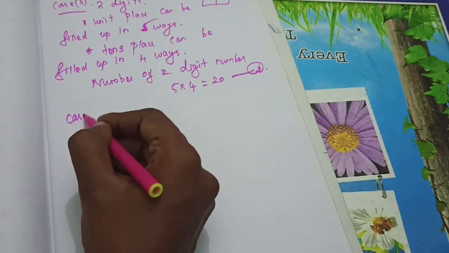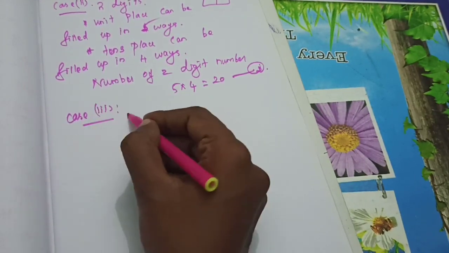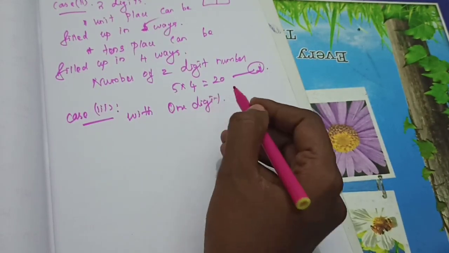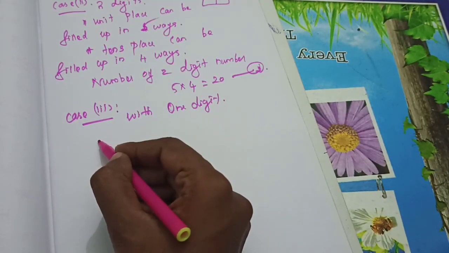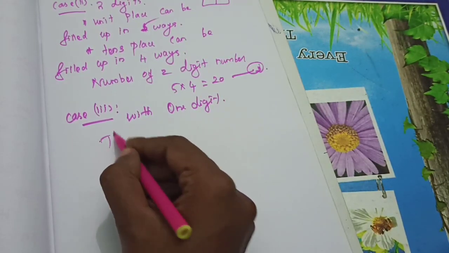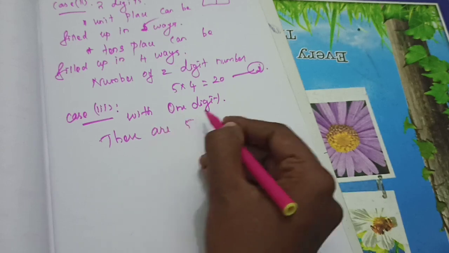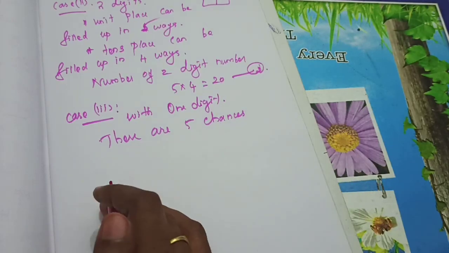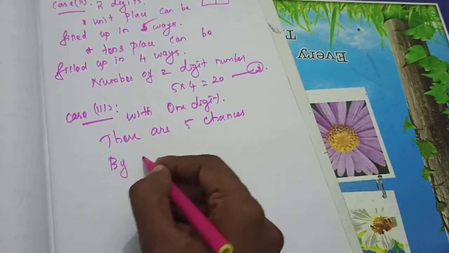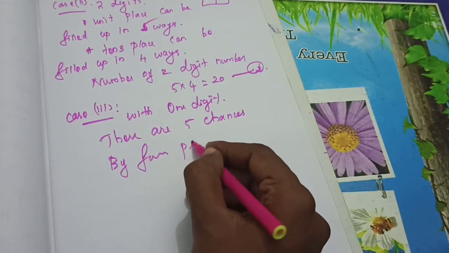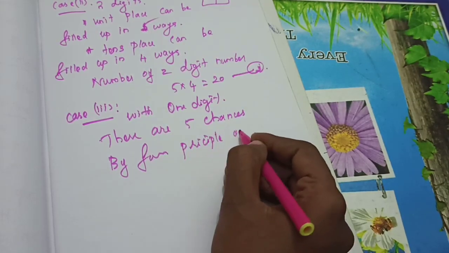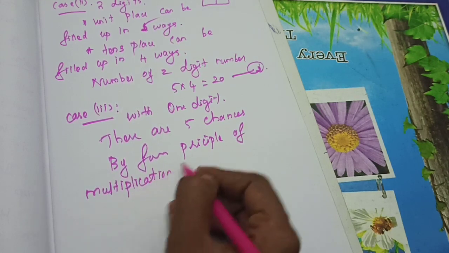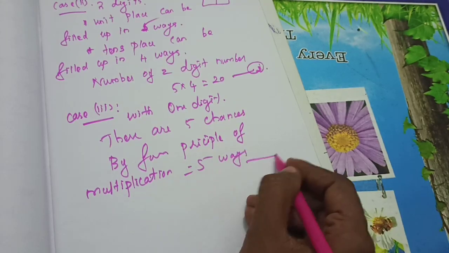Okay. Next case, what's the next case? Case number 3, with how many digits? With 1 digit. Okay, so 1 digit means how many chances are there? There are 5 chances. Okay. So total, by fundamental principle of multiplication, how many ways are there? 5 ways. So this is 3.